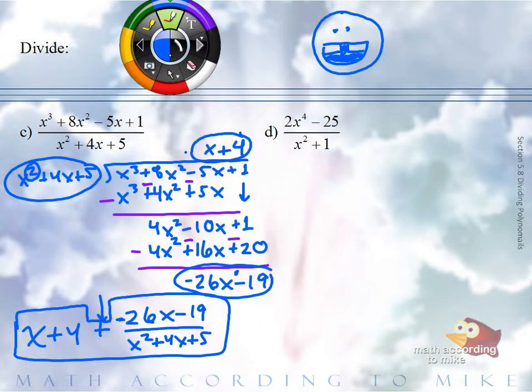We have to add some zeros. There's gaps. Notice in the numerator, there is no cubic, there's no squared, there's no x. In the denominator, there's no x. So anytime you are missing terms, especially in the dividend, you need to put zeros in there.